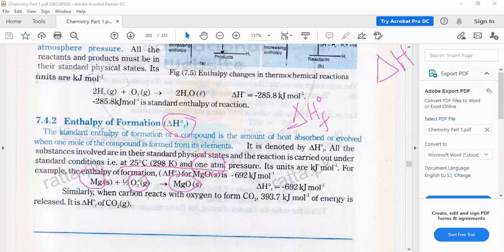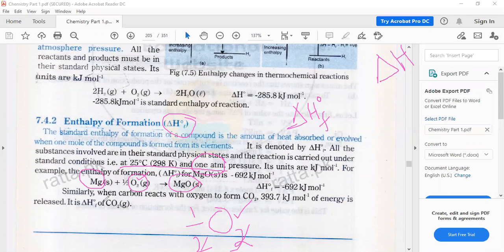So magnesium is an element, oxygen is also here an element because we are using half, which means not two atoms of oxygen, because we cannot use oxygen as a single atom, we always use it as a molecule. So that's why here written half, which means to cancel out with the two, there is just one atom of oxygen for one magnesium. Clear? So when the compound is formed from its elements, then the enthalpy is called as enthalpy of formation.